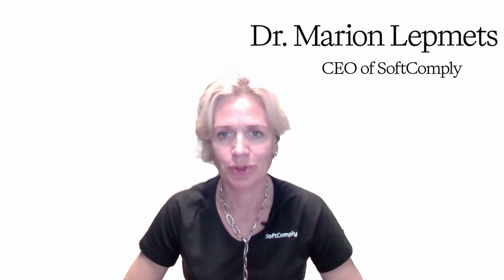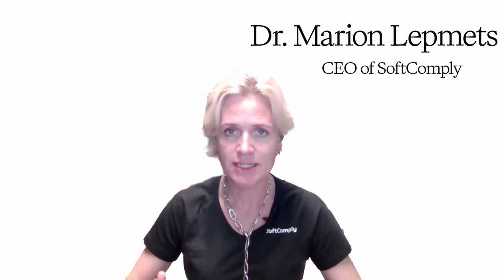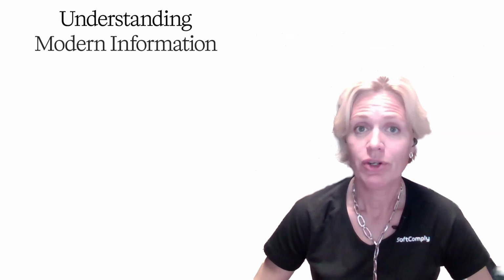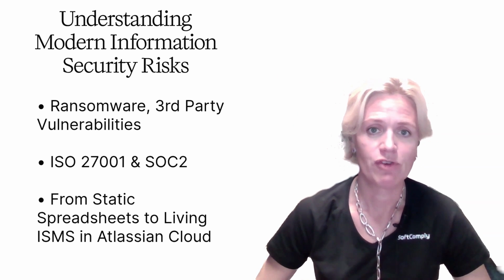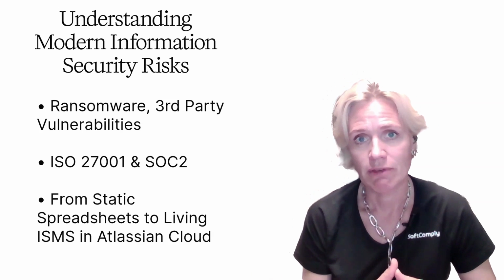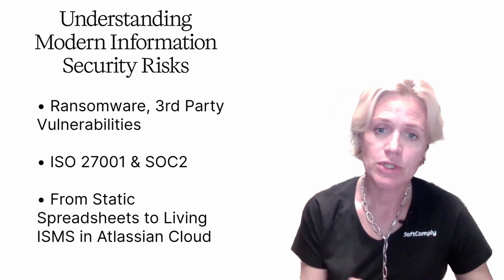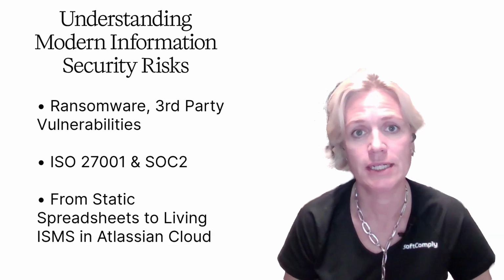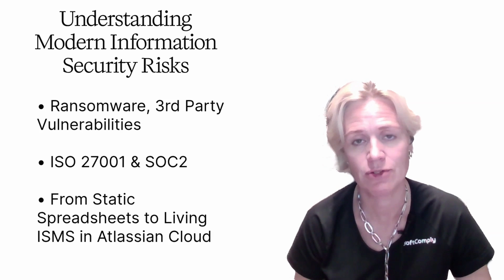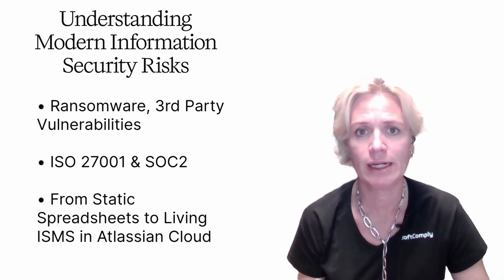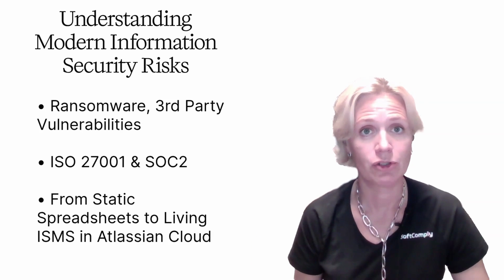Today, I'm going to show you how you can build your ISMS, your Information Security Management System, in Jira and Confluence Cloud. Every organization today faces some sort of information security risks, from phishing to ransomware to third-party vulnerabilities. And in response to that, an increasing amount of companies today are improving their information security by following ISO 27001 or SOC 2 to identify their assets, to assess the threats and vulnerabilities, and to assign and implement controls to them.